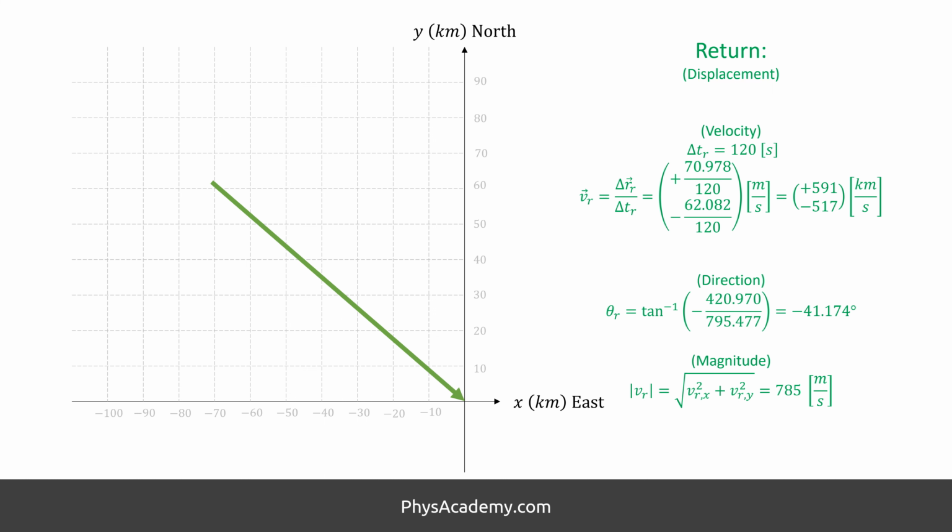Now that we have this velocity, we can find the direction of his trip on his way back to the picnic using an inverted tangent, or arctangent, as shown. And also we can use the square root equation to find the magnitude of this velocity or, in short, speed. The direction with respect to the positive x-axis, or east, will be minus 41.174 degrees, and his speed is 785 meters per second.